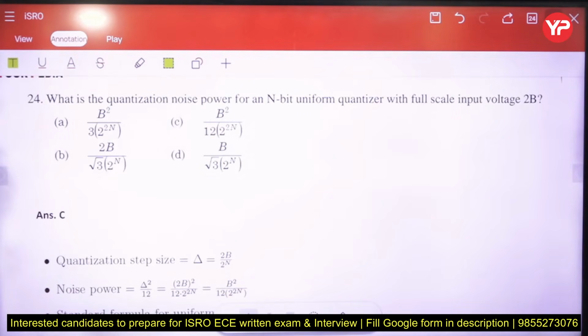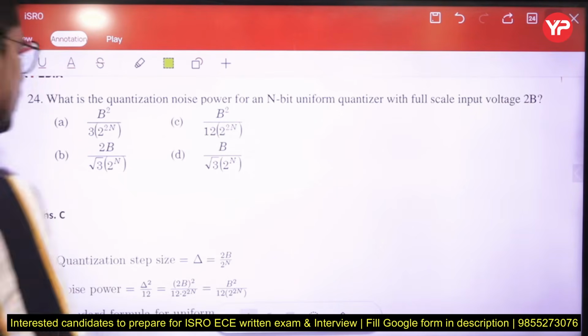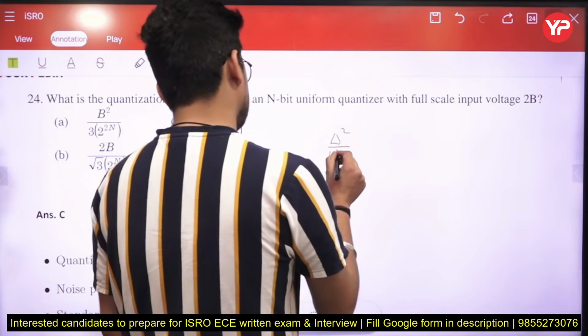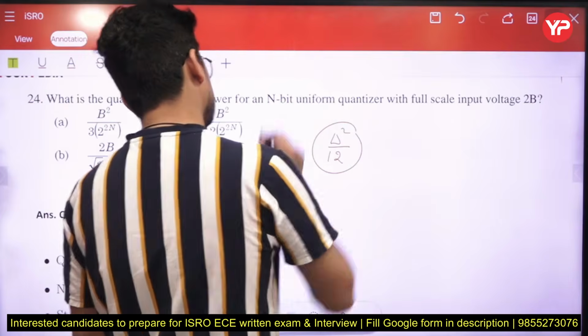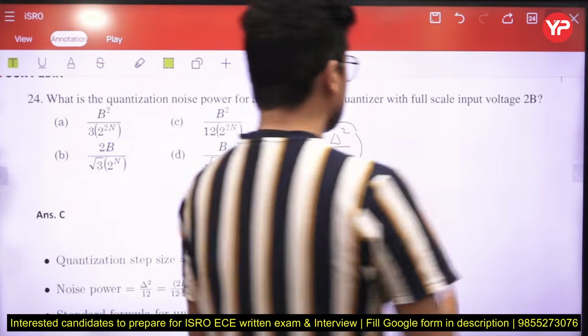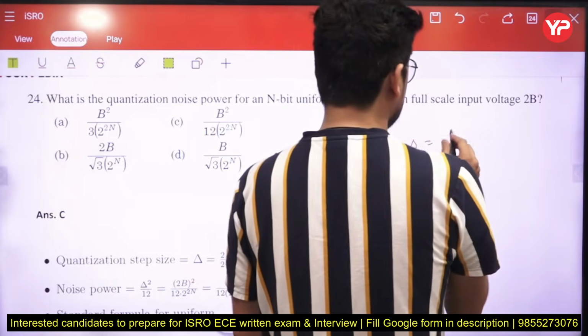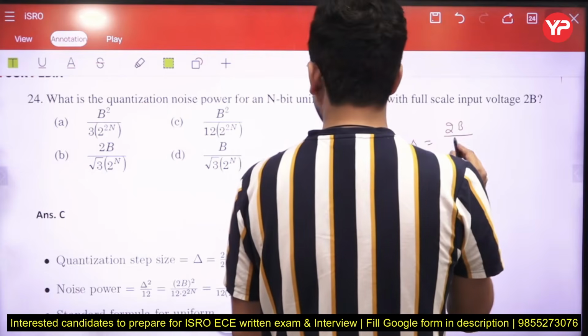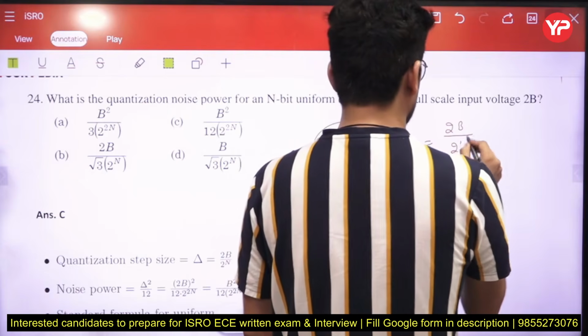What is the quantization noise power of an n-bit uniform quantizer with full scale input voltage? The quantization noise power is delta squared by 12 for a uniform quantizer. Delta is the step size. If you calculate delta, it is the full scale value, that is 2b, divided by the number of levels, that is 2 raised to power n.